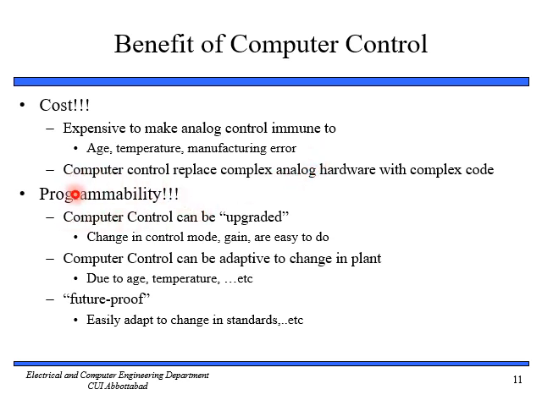With the help of programmability, computer control can be upgraded. Rather than changing the hardware, we can just update our control. A change in control mode or gain is easy to do. We can change the value of the gain, the proportional, integral, and derivative values. Computer control can adapt to changes in the plant. As I've told you, our control system is robust, so if there is any change in the plant or any disturbance in the environment, we can accommodate it. So computer control can be adaptive, and it is future proof, easily adapting to changes in standards. So that was about the benefits of computer control. Thank you very much.